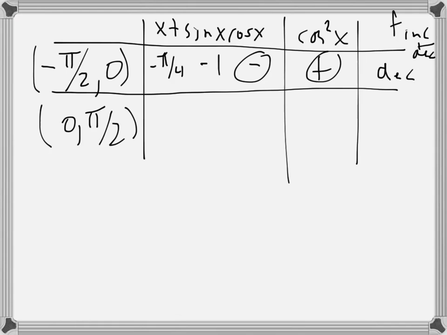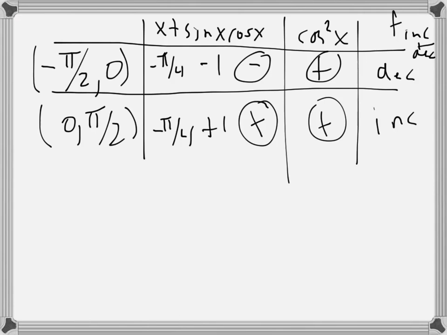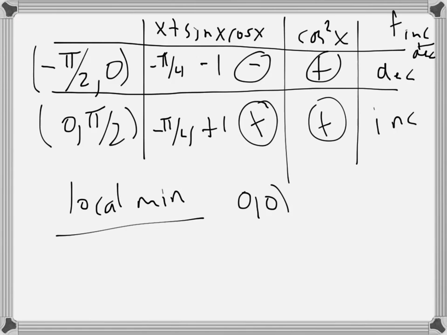Now if I use pi over 4, that's minus pi over 4 plus 1. Pi over 4 is basically 3.14 divided by 4, so it's less than 1. When I add 1, I get positive, positive, increasing. So I do get a local min at 0, 0. Now, the y value is 0 because that was what happened with the original function, not because that's what happened with the derivative. So you always plug the x value back into the function. So this is x and this is y of x.